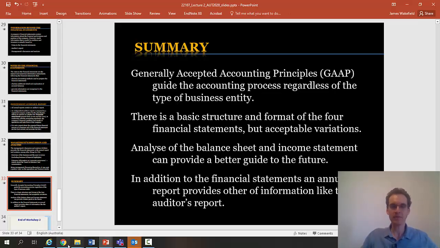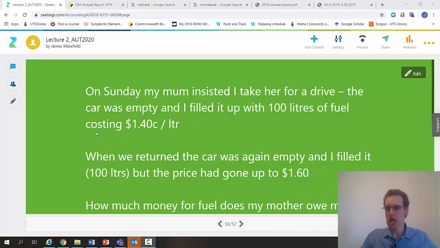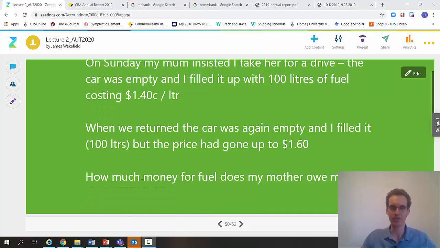Now, a few things before we finish up for today. I would like you to answer this question. Now, there's a number of ways you might have considered in terms of the logic you use to answer this question. The first thing here is that I paid $140 to fill the car up, which I then used when driving the car around. When I returned, the car was empty, and so the price then costs $1.60 per litre of fuel, so $160 to fill it up.